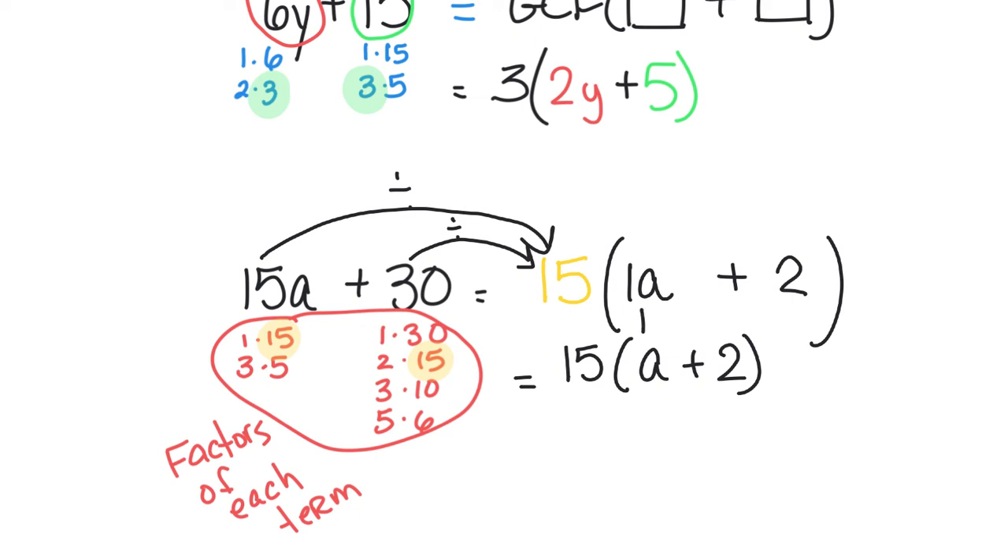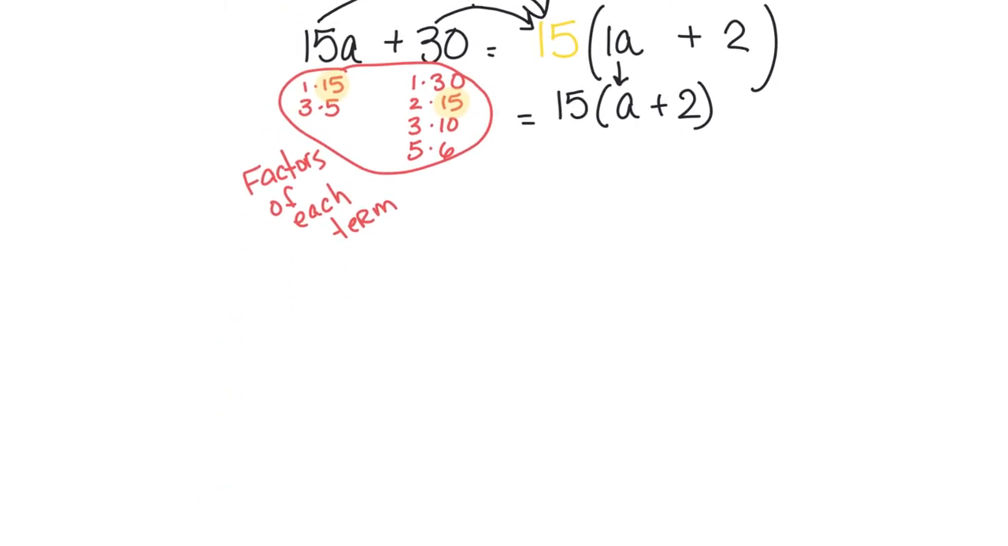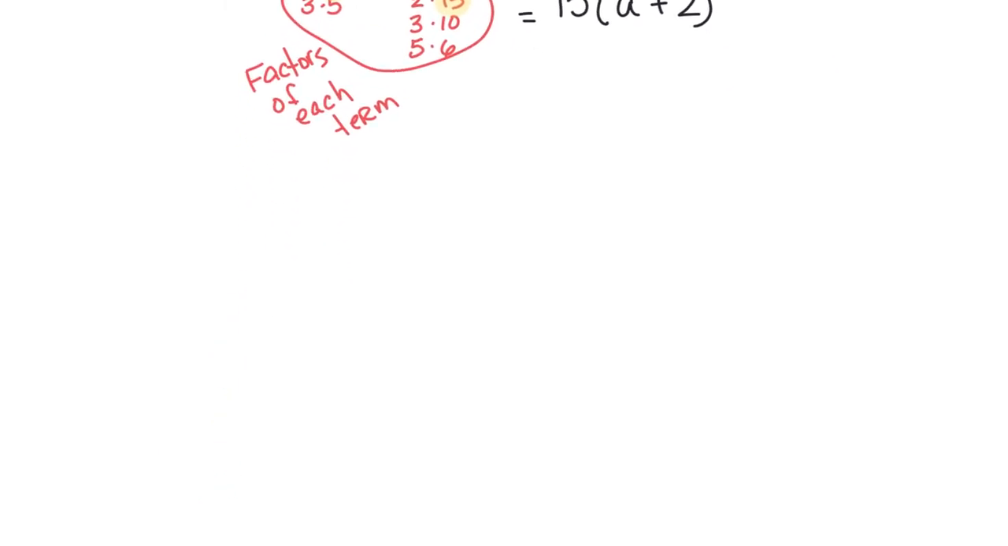Why can I restate it as just A instead of 1A? Because if we don't see a number in front of a variable, what's it always understood to be? A positive 1. Okay, let's look at an example when my GCF is a negative number, okay? How am I going to do it when I have something like negative 4A minus 10?